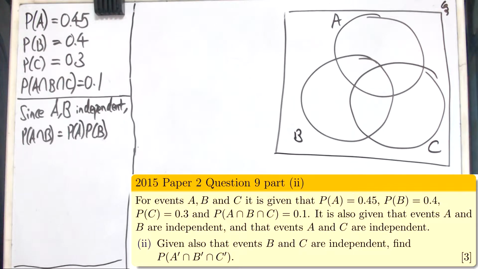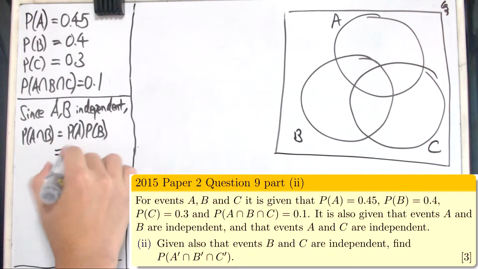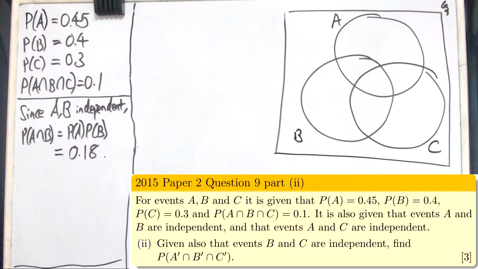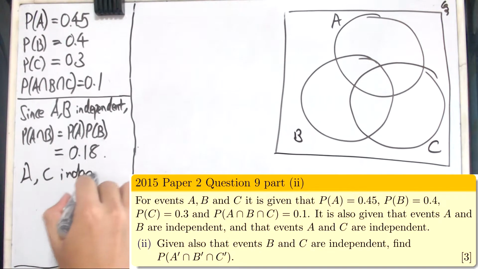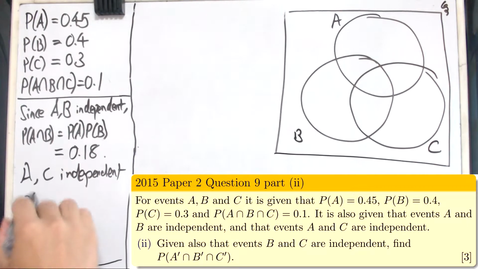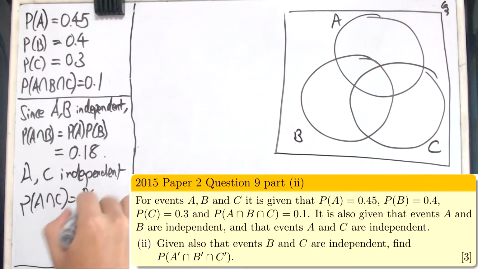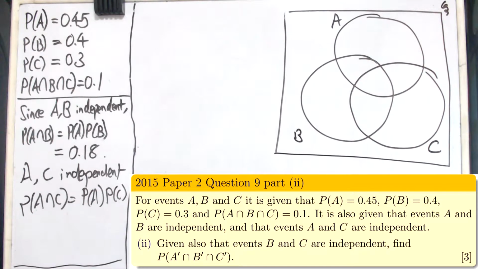So in the first paragraph of this question, we are given the values of PA, PB, PC, and PA intersect B intersect C. We are also told that A and B are independent, so this allows us to do our first calculation. The probability of A intersect B is given by PA times PB, that is 0.45 times 0.4, giving us a value of 0.18. Similarly, A and C are also independent. Hence, we have PA intersect C is given by PA times PC. This is 0.45 times 0.3, giving us the value of 0.135.